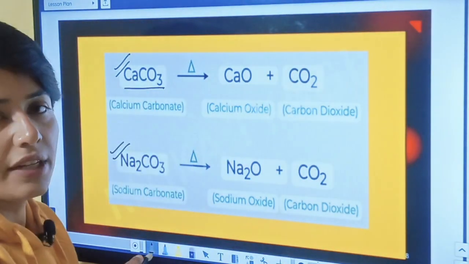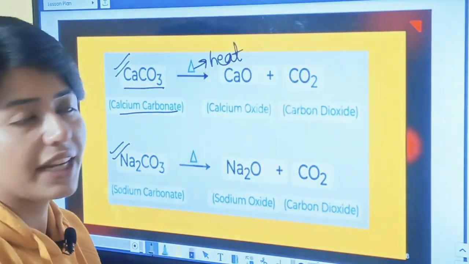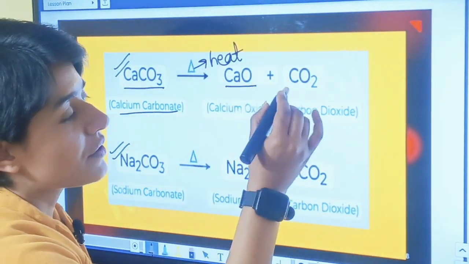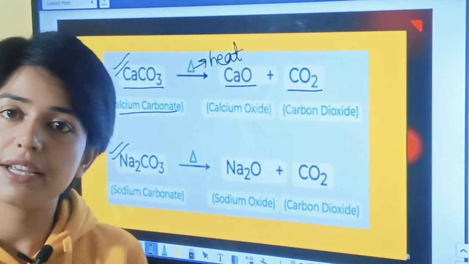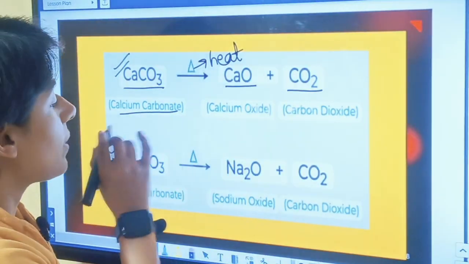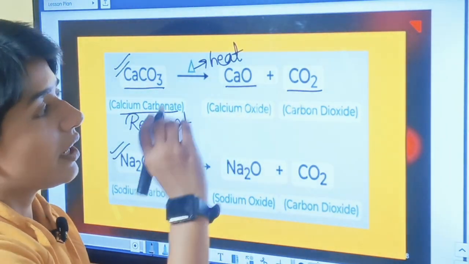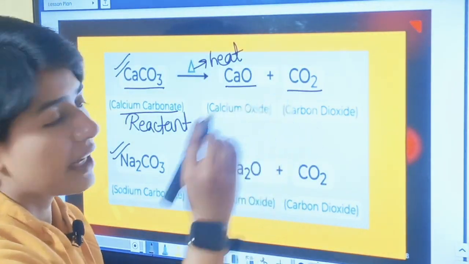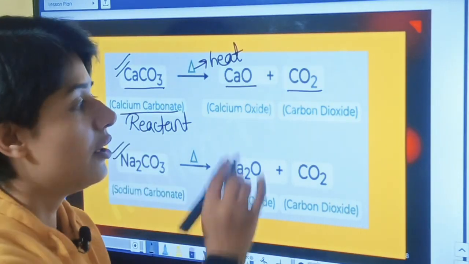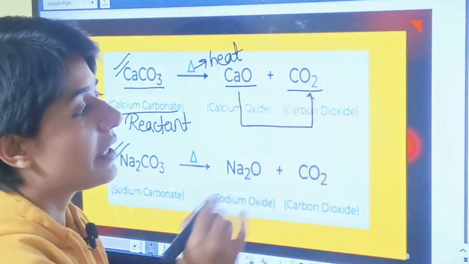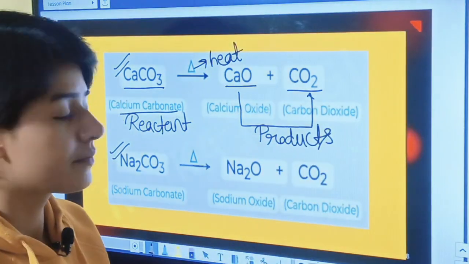Here we have calcium carbonate, CaCO3, with an arrow above showing a triangle. The triangle means we are giving heat, forming calcium oxide and carbon dioxide. As we know, reactants are the substances which take part in a chemical reaction. So here calcium carbonate is the reactant of this reaction, and on the other side of the arrow there are calcium oxide and carbon dioxide, which are formed by the breaking up of calcium carbonate. So calcium oxide and carbon dioxide, both of these are products for this reaction.